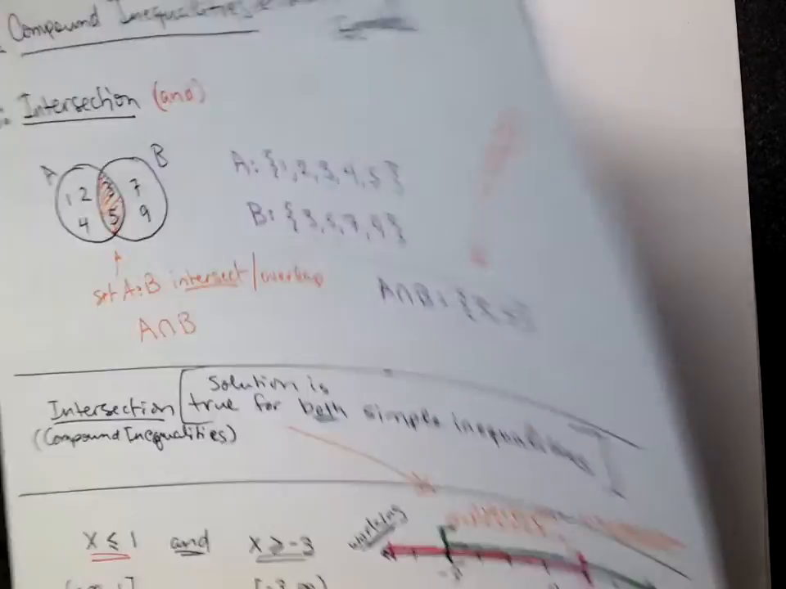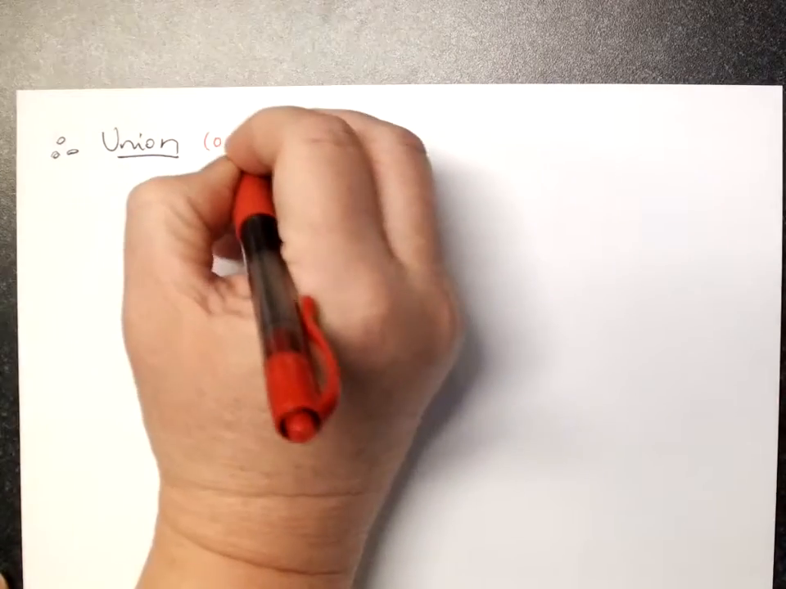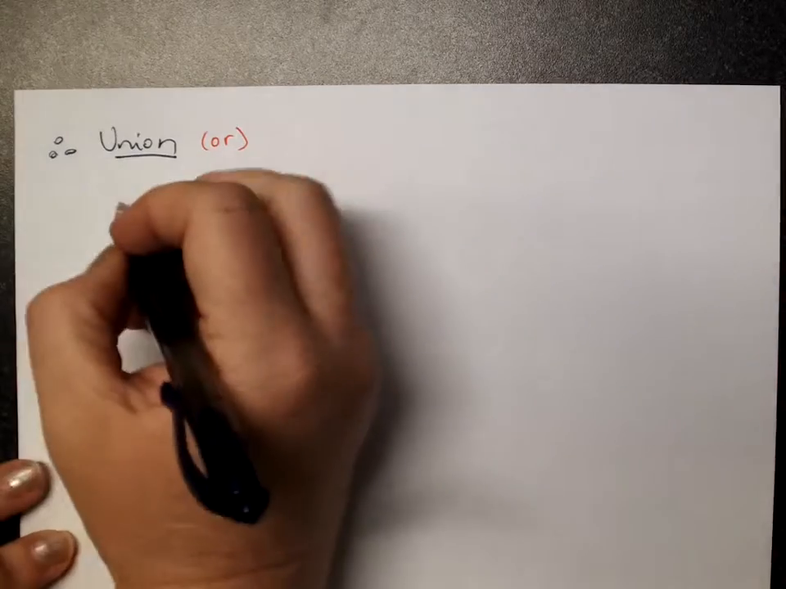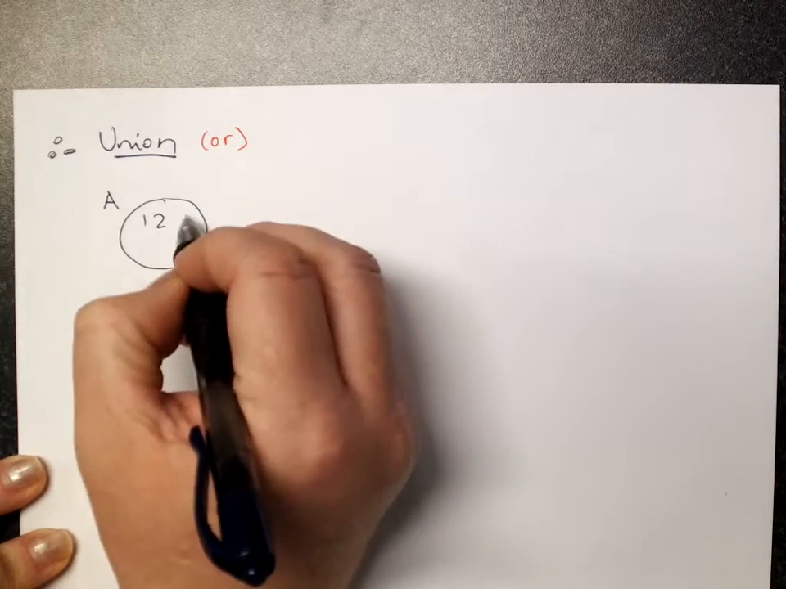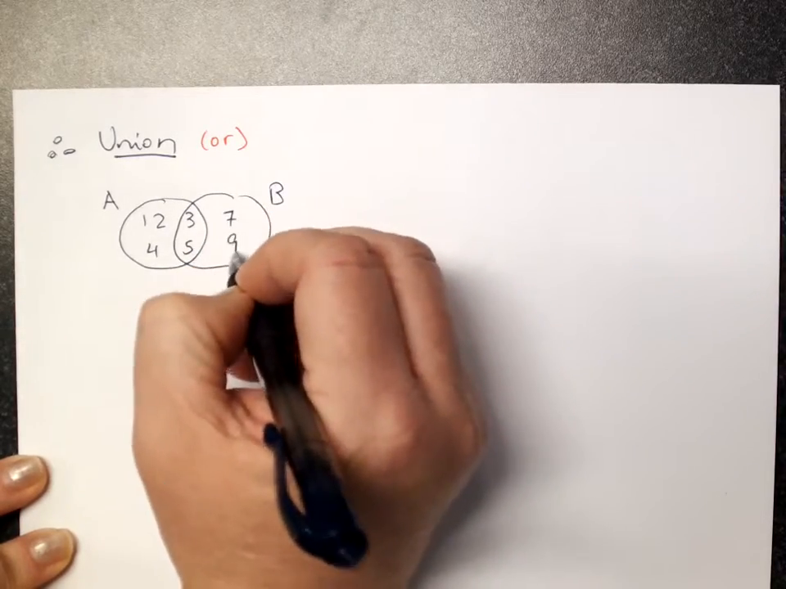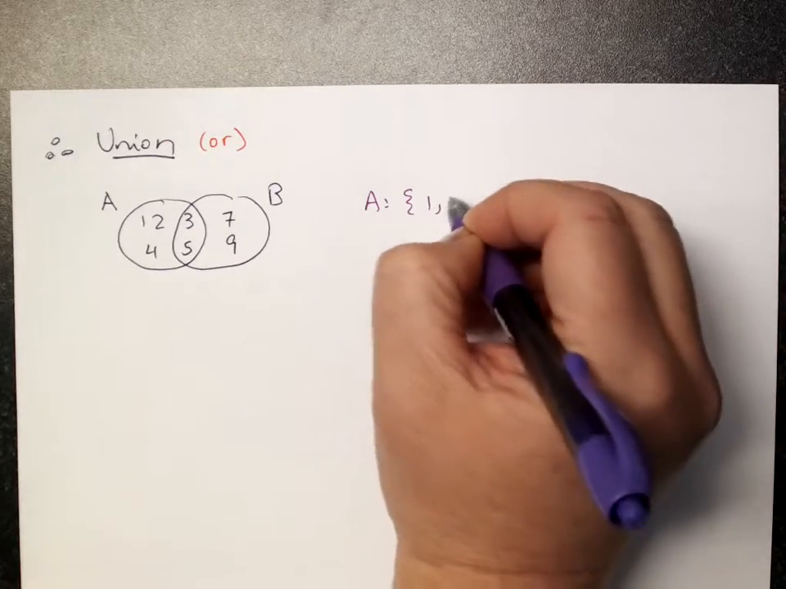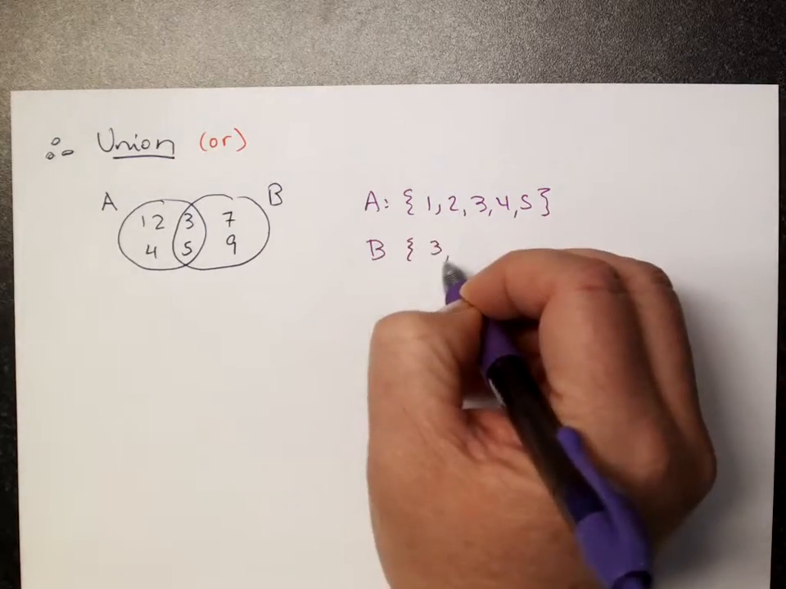Now, the other thing besides "and," the other type of compound inequality is called unions. Okay, so a union is going to involve the word "or" when we get to the inequality part. But to visualize it, just with some discrete sets, if you have that set A of 1, 2, 3, 4, and 5, and you've got your set B, which is 3, 5, 7, and 9. Again, it can also be written just in set notation form. There are 5 elements in set A, and set B has 4 elements.